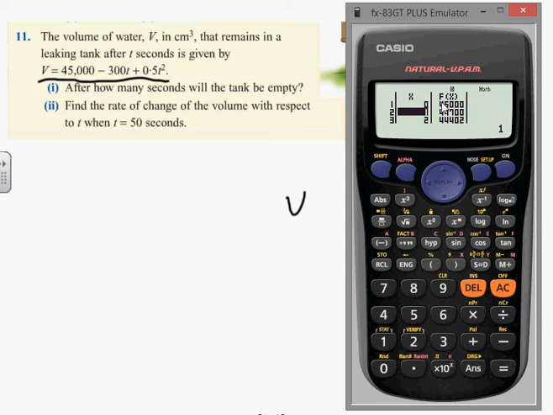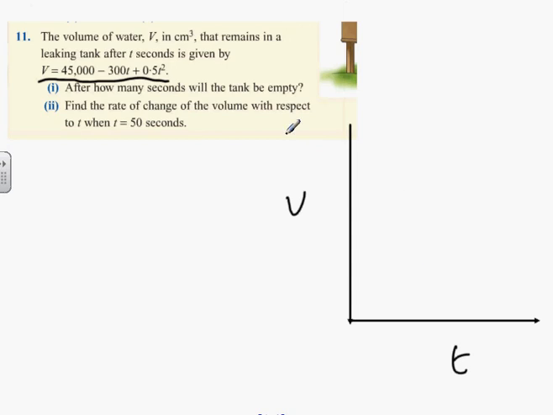It starts off at 45,000, and what's happening every second? It's getting smaller and smaller and smaller. Is there any point where we see it getting bigger? Not really. Keeps going down for the first 20 seconds, doesn't it? So what we're going to assume is that for this graph, we're going to need probably the first 50 seconds, okay?